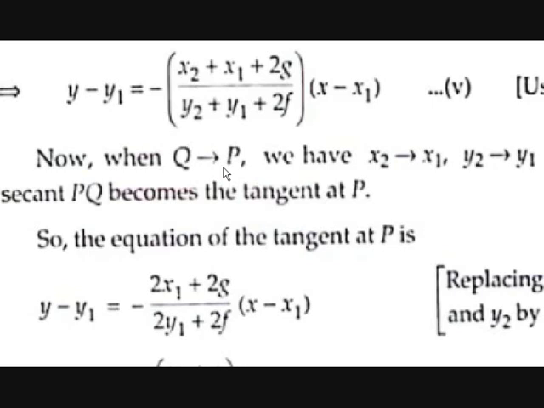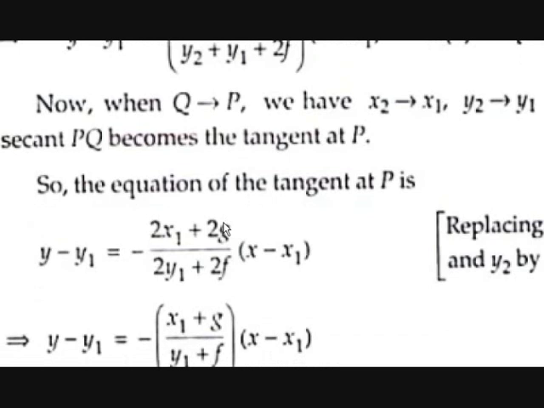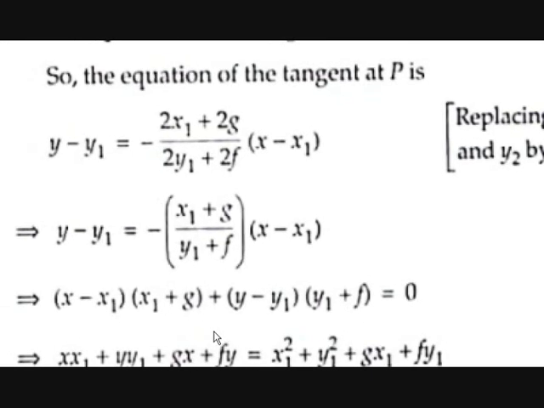And what would be the equation? We should replace x2 with x1 and y2 with y1. Then you'll get the following equation. y minus y1 is equal to minus of (2x1 plus 2g) by (2y1 plus 2f) into (x minus x1). If we cancel out 2, you'll get y minus y1 is equal to minus of (x1 plus g) by (y1 plus f) into (x minus x1). And if we simplify that, sending the y1 plus f term to the other side and the x minus x1 term to the other side, then you will get the following equation.